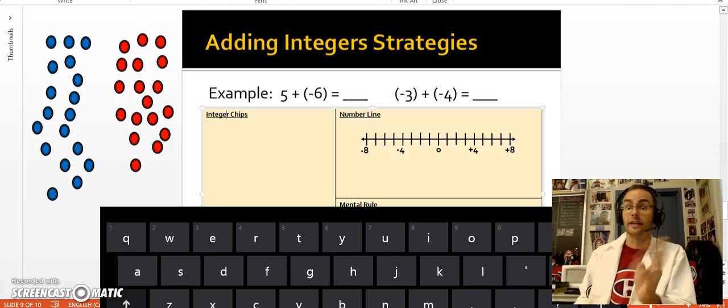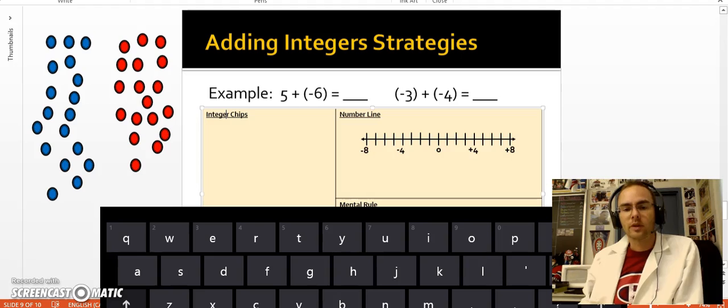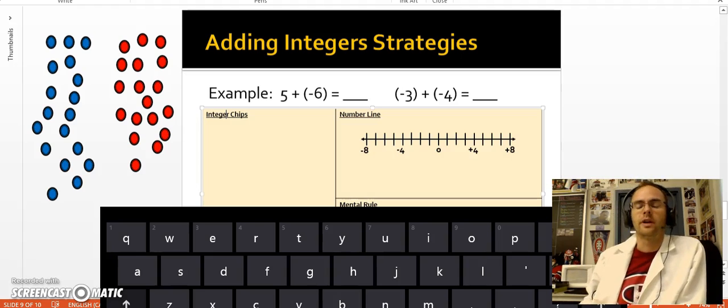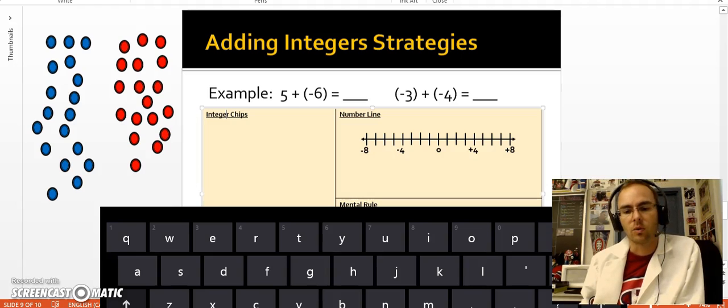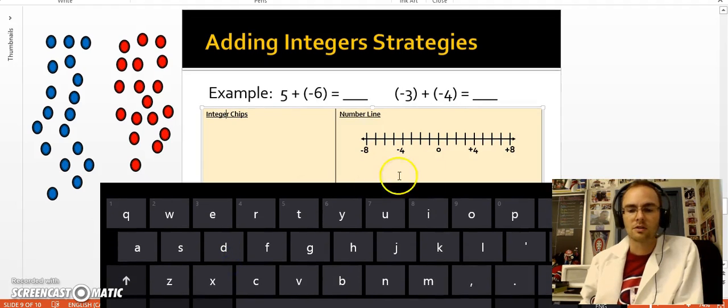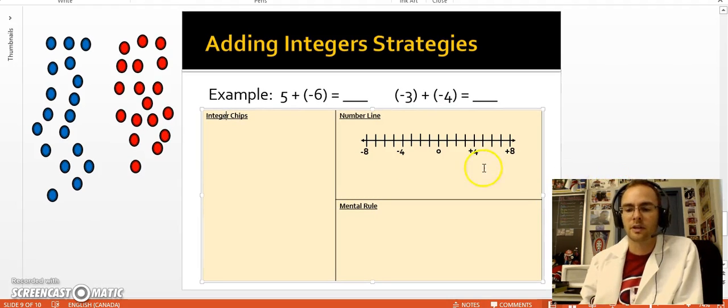Ooh, scary integers. We're going to add integers, though, three different ways. We are going to look at using integer chips. We're going to look at using number lines. And, of course, the traditional mental math in adding integers using the traditional rules. So let me go to my screen here.